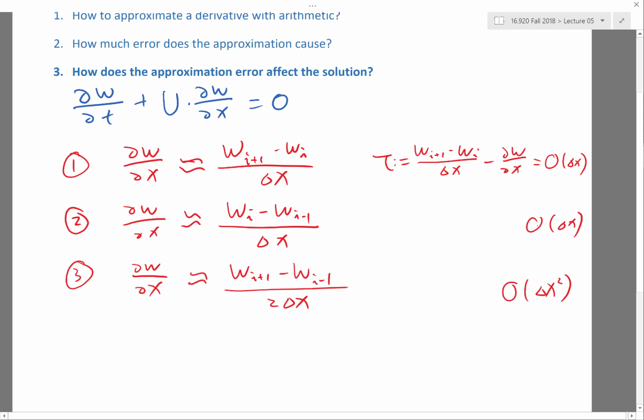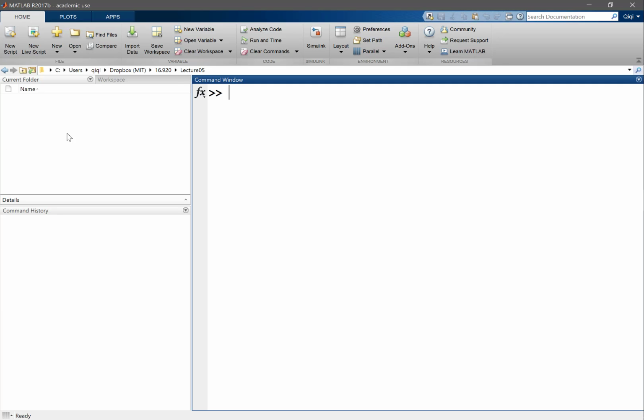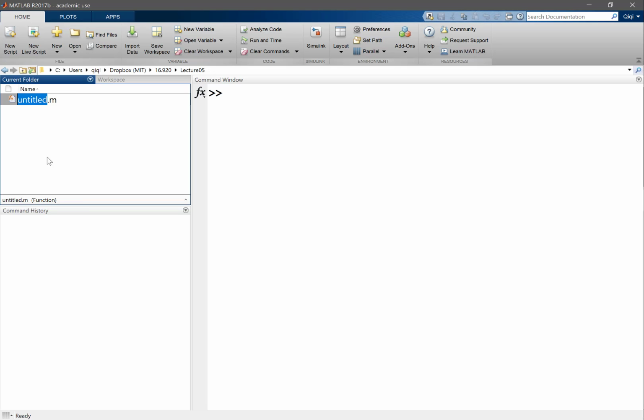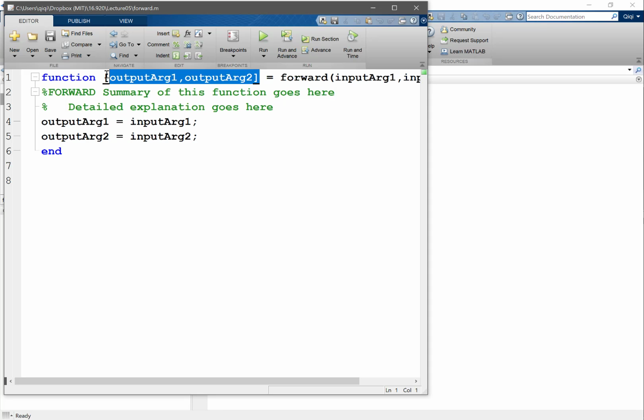Now let's switch to something a little bit more practical. Let's go to MATLAB and actually code up these schemes and see from our experience how the approximation error affects the solution. So let's switch over here. In order to code it up in MATLAB, we again use ODE45. So let's make a function called forward, and we'll also make functions called backward and central. Okay, and let's see how it looks.